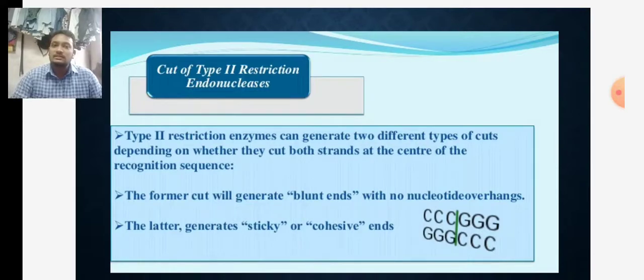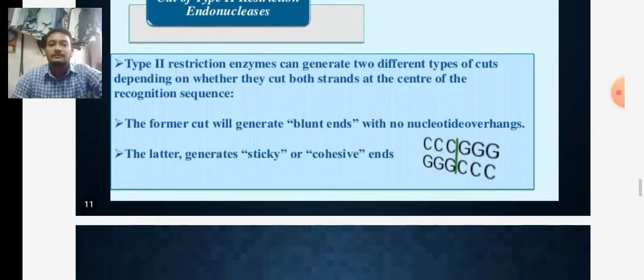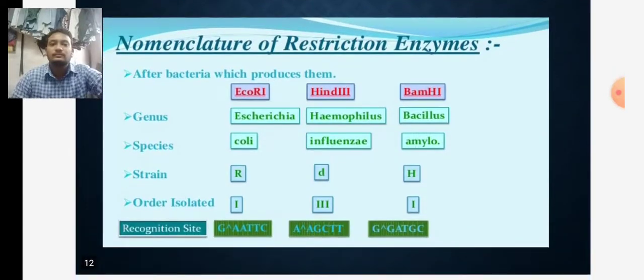The main feature is that restriction type first generates the blunt end, type second generates the sticky ends. But in this restriction type third endonuclease, it can generate both types of cleavage, like the sticky ends, or cohesive ends, are also produced in the type third restriction endonuclease cleavage. So we have already discussed.